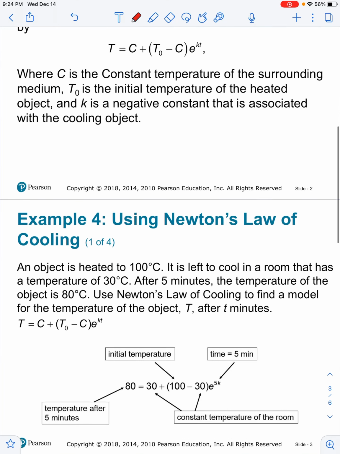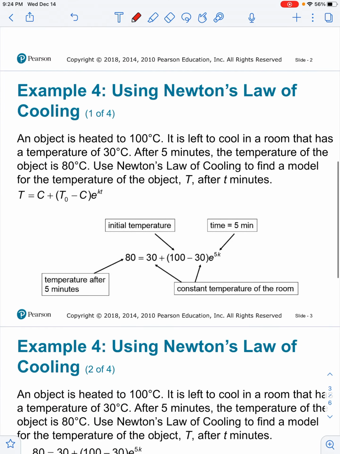So let's look at this example. It says an object is heated to 100 degrees. It is left to cool in a room that has a temperature of 30 degrees. After 5 minutes, the temperature of the object is 80 degrees. Use Newton's law of cooling to find a model for the temperature of the object T after lowercase t minutes.